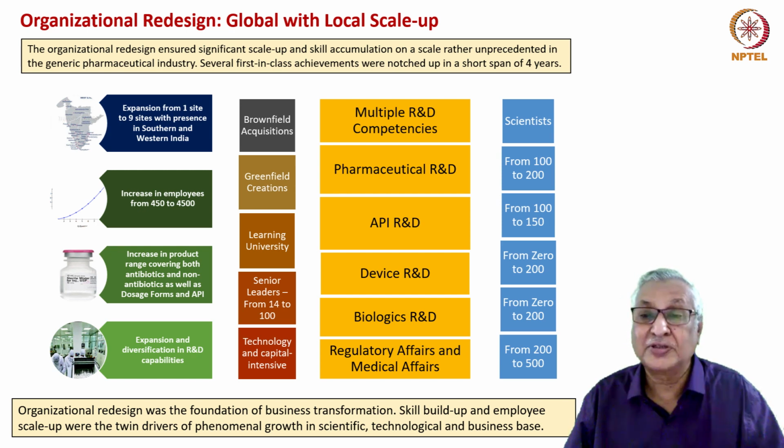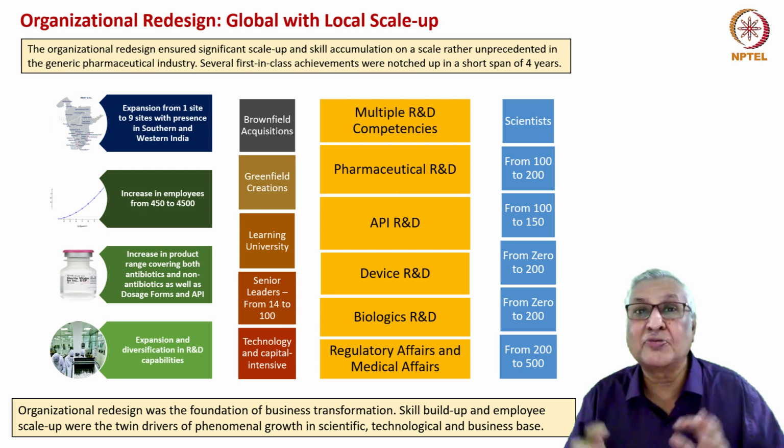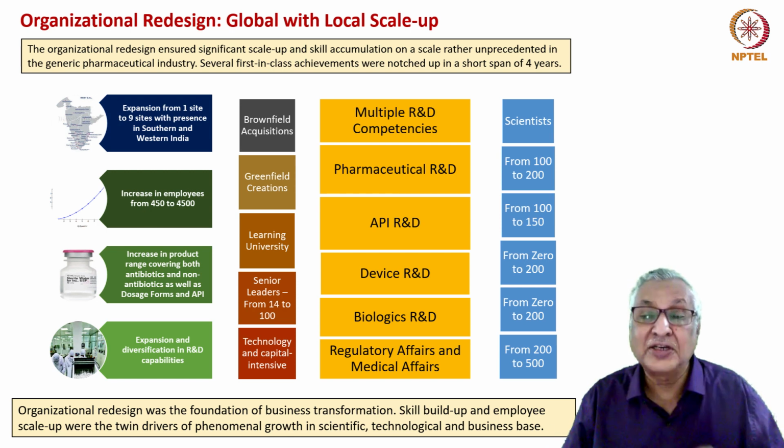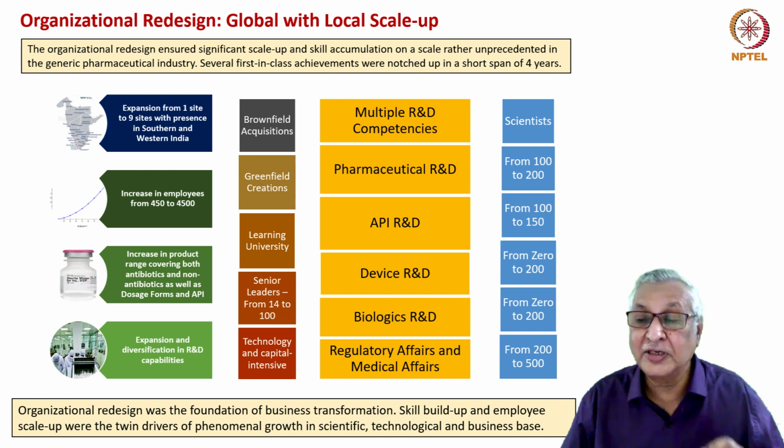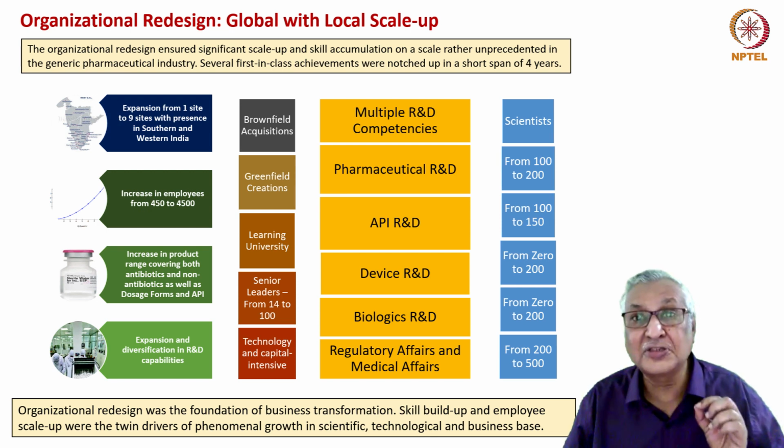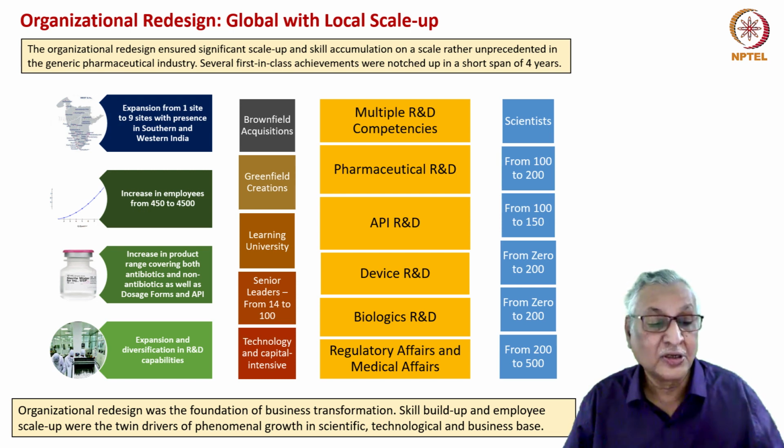Multiple R&D competencies were institutionalized. The number of scientists in pharmaceutical R&D increased from 100 to 200. Scientists in API R&D increased from 100 to 150. Scientists in device R&D from a zero base increased to 200. Biologics R&D increased from a zero base to 200. Regulatory affairs and medical affairs increased from 200 to 500.